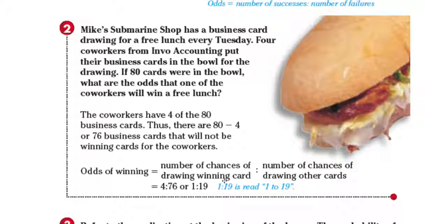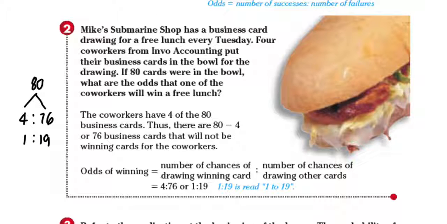Okay, and let's take a look at the last example. Or before we go there, let me give you an easier way of doing this. These are the total number of outcomes. So all you need to do is get the number of successes, which is 4, and the number of failures, which is 76. And if you notice, 4 plus 76 will total 80. Okay? And then simply reduce this. That's 1 to 19.